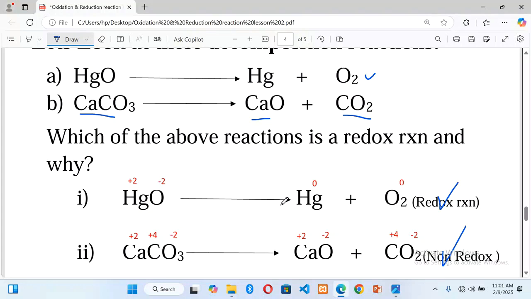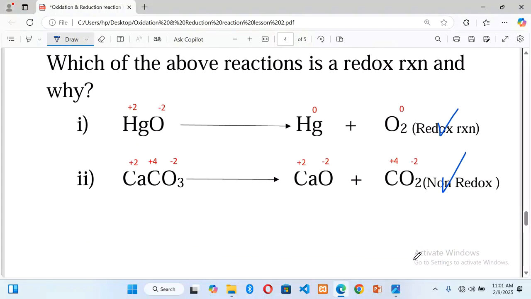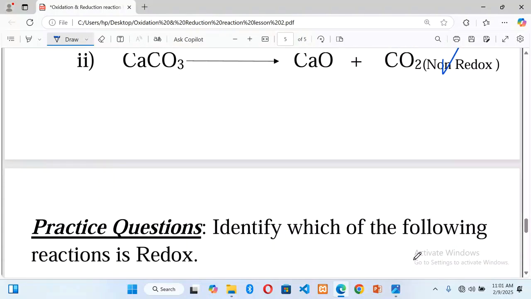If the quick look had worked for you, very fast, good. But we wanted a reason. So the reason is because here there is a change in oxidation number, while here there is no change in oxidation number. Finally, as we wind up, practice questions.